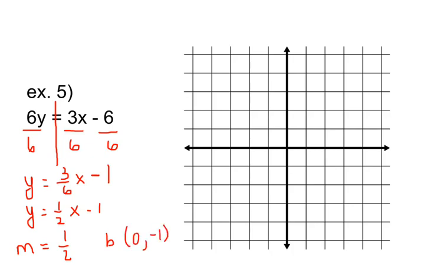We'll start there with the y-intercept. So go to 0, -1, plot your point. Go back to the slope. Your rise number is positive, so you're going to go up 1. Your run number is positive, so you're going to go 2 to the right. So from that y-intercept, we're going up 1 and 2 to the right and plotting another point. Do it again, up 1, 2 to the right, and plot another point. Draw your line.